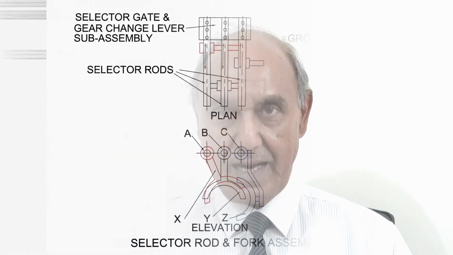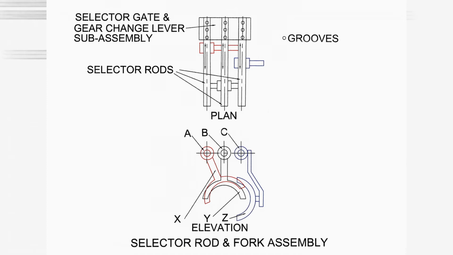Referring to the next diagram, there are 3 forks X, Y and Z as shown. As can be seen, the 3 forks are placed on 3 selector rods A, B and C. These rods have axes parallel to each other and also parallel to the axis of main shaft. It may be noticed that all the 3 forks are differently positioned. This is to facilitate their movement while they grip the gear wheel.